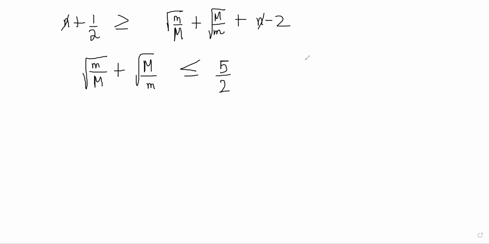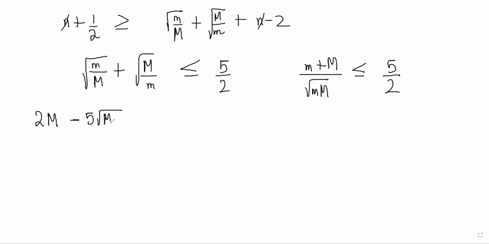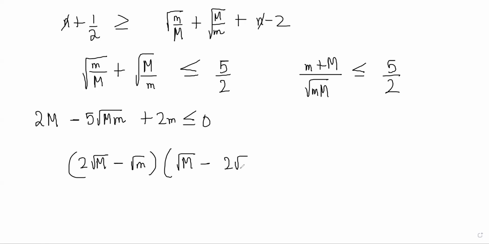If you simplify this expression, basically simplify it like this: root M by root m plus root m by root M is less than or equal to 5 by 2, and bring everything on one side, you will get 2 capital M minus 5 root M root m plus 2 small m is less than or equal to 0. Factorizing this, you will get (2 root M minus root small m) multiplied by (root M minus 2 root m) is less than or equal to 0.